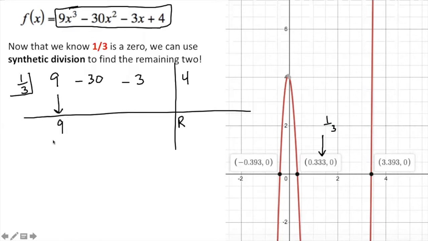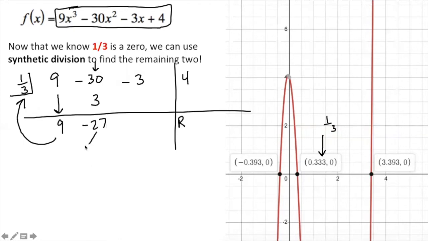Now, when you're in your answer line, the only thing you may do is multiply back to the divisor here, that 0 you found off the graph. So a third of 9, or 9 times 1/3, that's like dividing by 3. A third of 9 is 3, so that goes here. When you're in this column, the only thing you may do is get the sum. So a negative 30 combined with a positive 3 is negative 27.